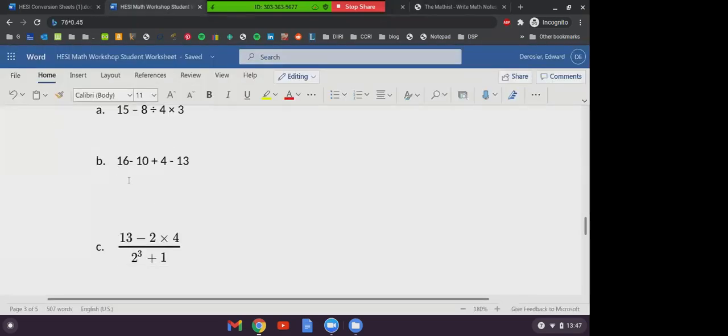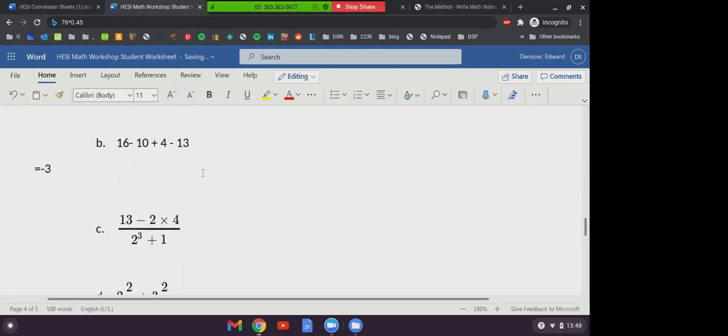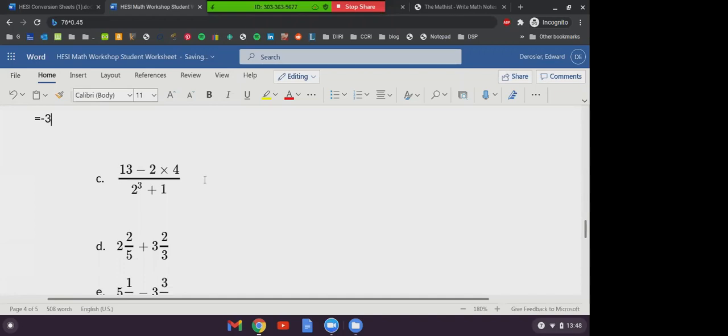So this one here, 16 minus 10 is 6. 6 plus 4 is 10. And then 10 minus 13 is negative 3. So you literally go across. 16 minus 10 is 6. Plus 4 is 10. Minus 13 is negative 3. You literally just go left to right because it's all adding and subtracting.